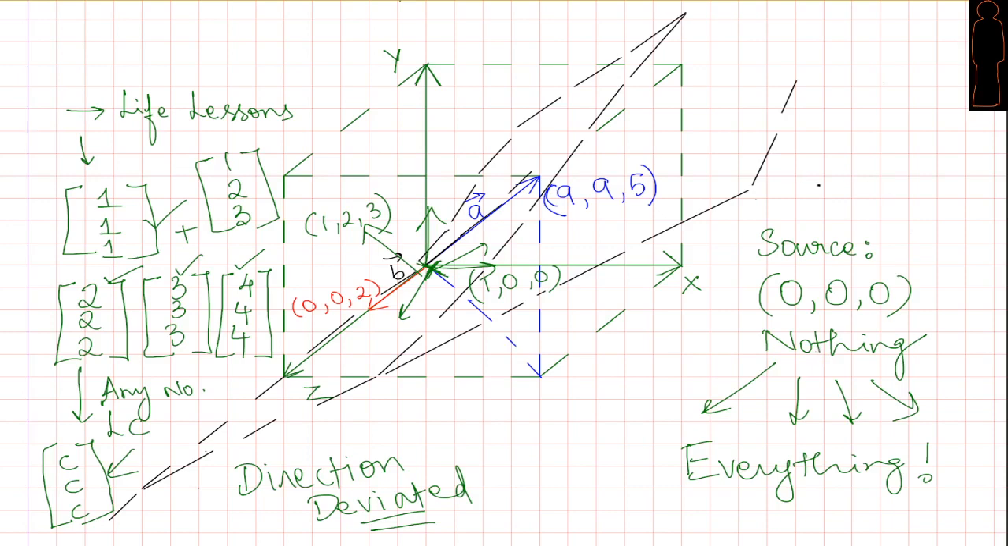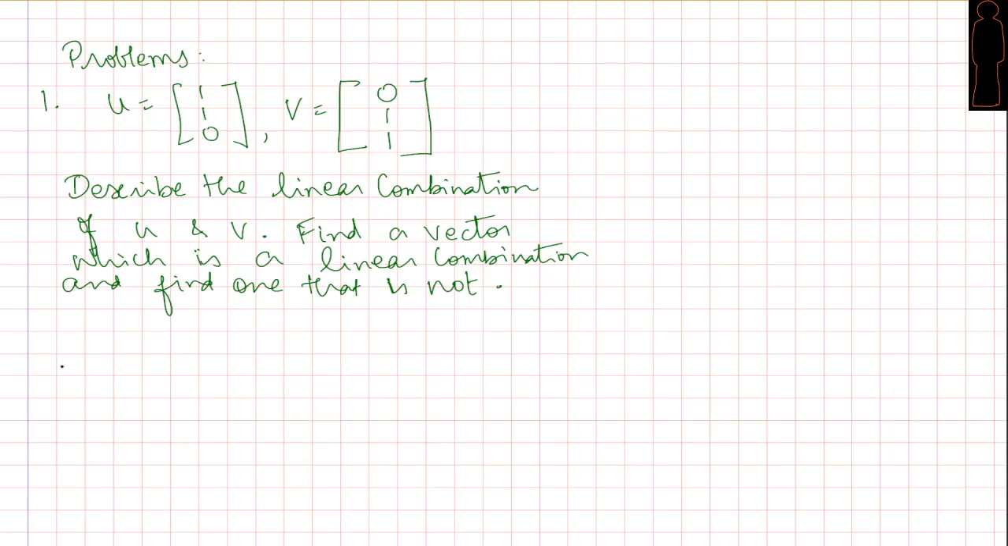Okay, interesting. But I think I'm going to stop here and let's move ahead to do some problems. Okay, here is the first problem. So we are given u and v vectors. u is 1, 1, 0 and v is 0, 1, 1. The question says, can you describe the linear combination of u and v, and also find a vector which is a linear combination, and find one more which is not a linear combination of u and v.